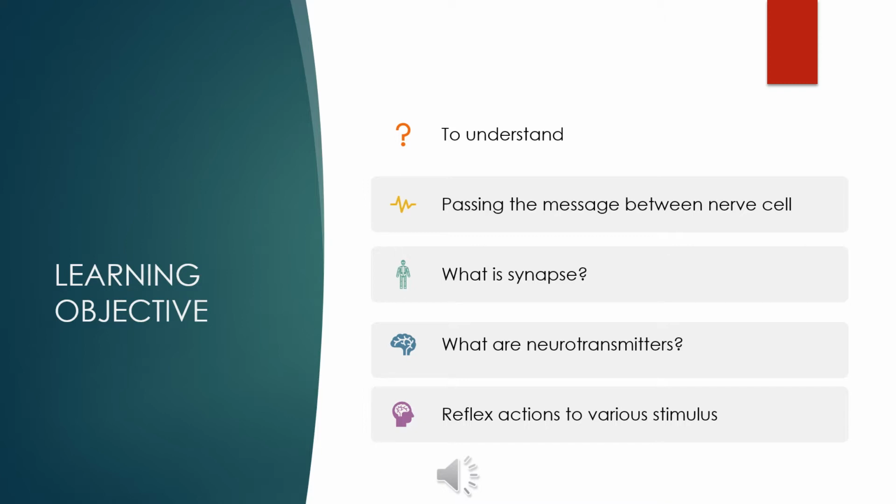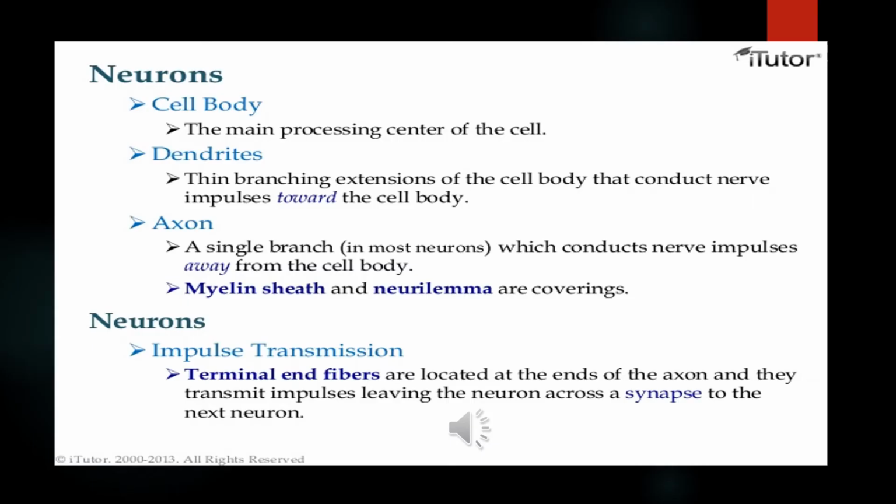Now we are taking a review of the previous lesson. What is a neuron and how does a nerve impulse travel along the neuron? Hope everyone remembers. Neurons are composed of 3 parts. Cell body, the main processing center of the cell. Dendrites, the branching extensions of the cell body that conduct nerve impulses towards the cell body. Third one is the axon, a single branch which conducts nerve impulses away from the cell body.